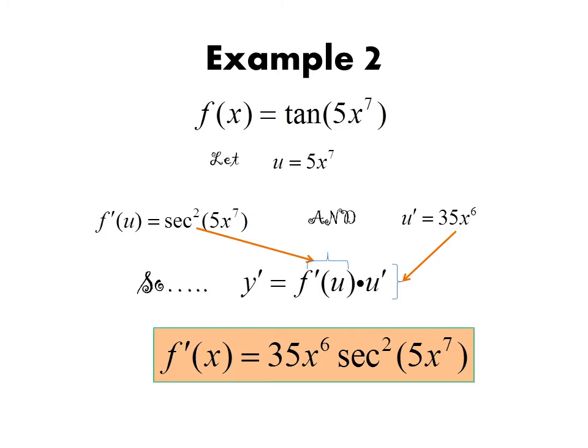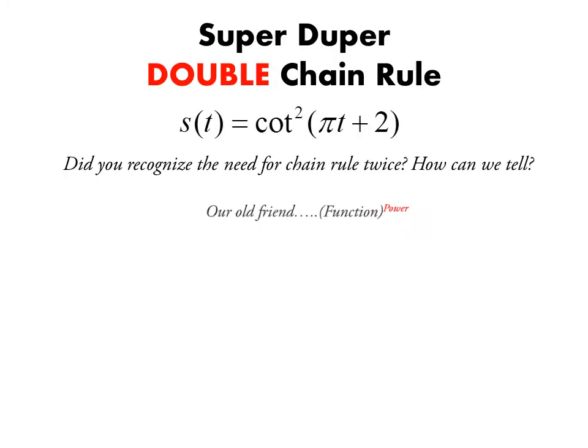So hopefully through these first two examples you can see how this may or may not help you. I think it might be a little bit easier than what you might be used to. Now let's look at one that would really be difficult, very involved. Call this a super duper double chain rule. Now you look at this and you know that we're going to need the chain rule here, but did you recognize that we're going to need to use it twice?